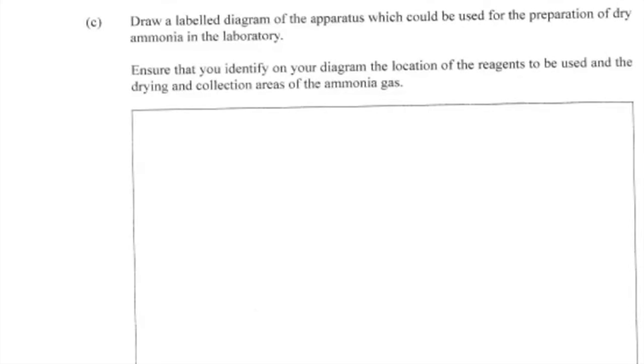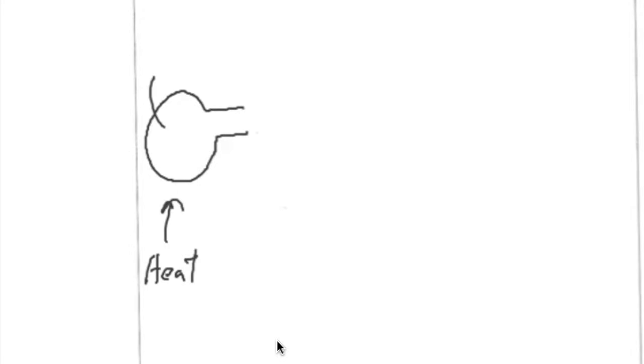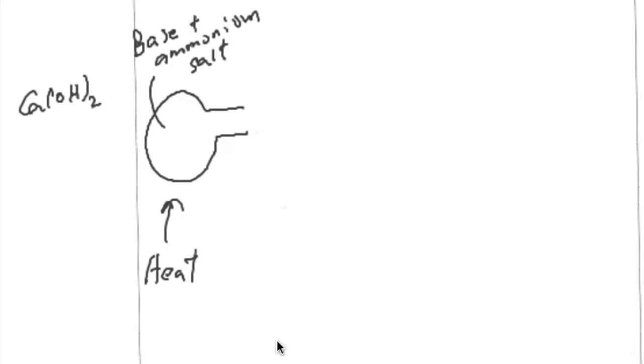All right, so we'll need our reaction flask over this side. We're going to apply heat here. What's going to be in it? We're going to need a base plus an ammonium salt. Okay, so calcium hydroxide, Ca(OH)2, could be used, and we could use ammonium chloride as well.